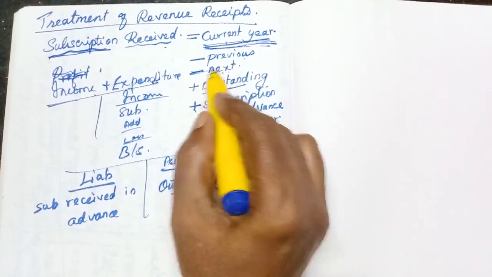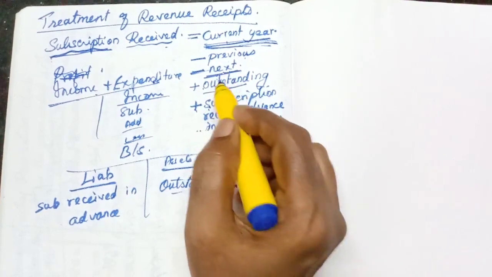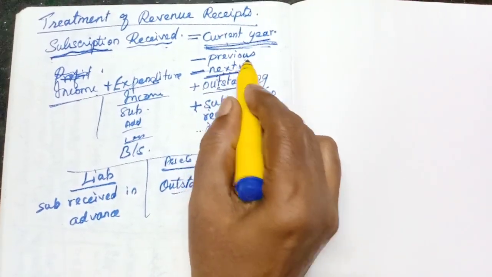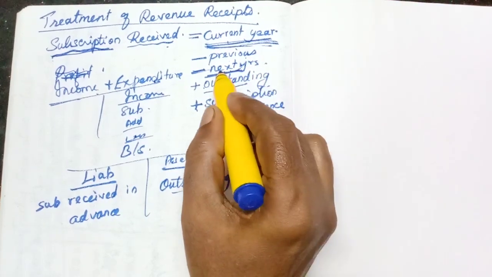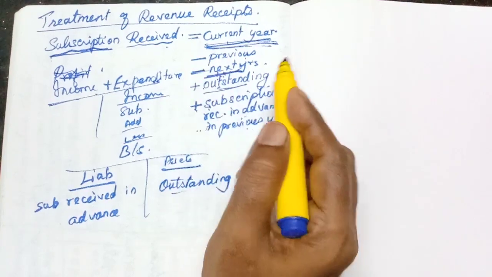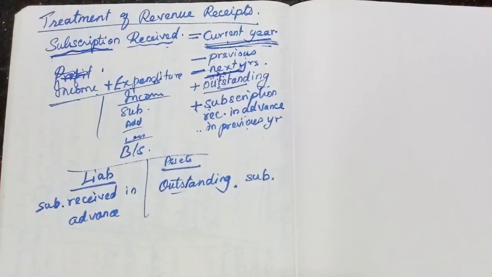Next year's subscription we have received in advance. So it is a liability. We have to adjust this one in the next year. So it is a liability we are writing: subscription received in advance. That's all.